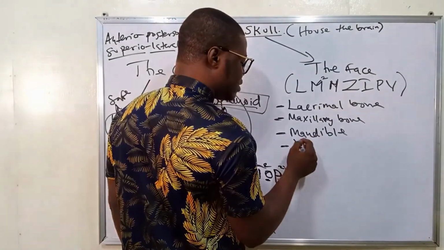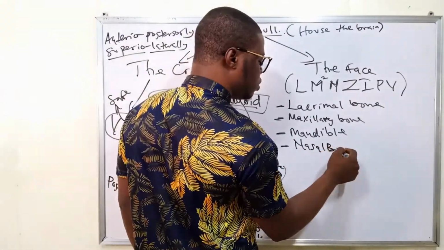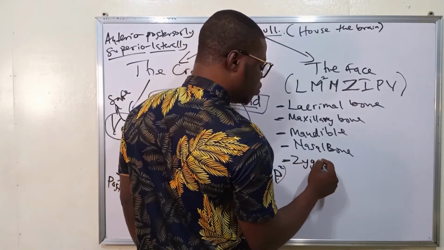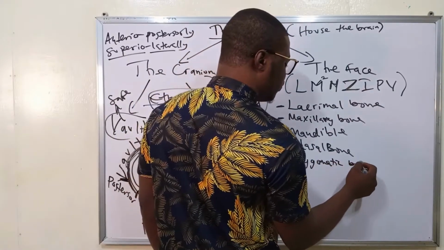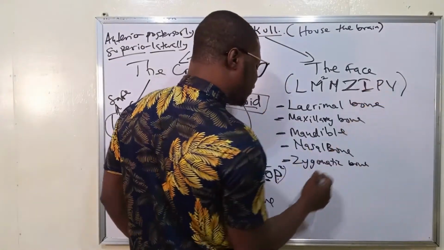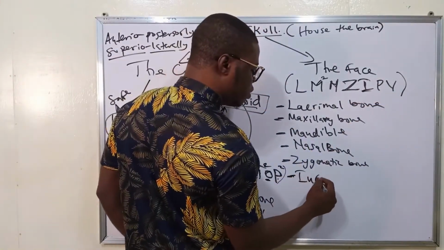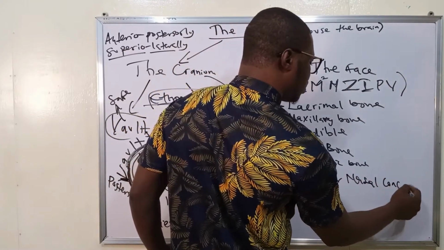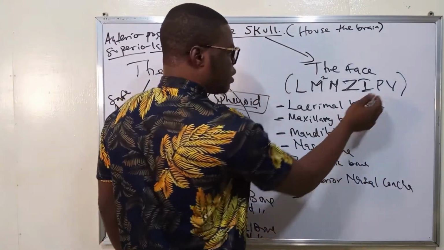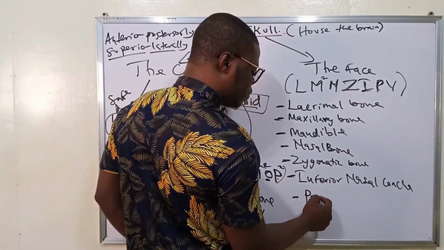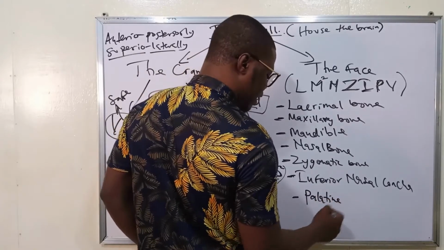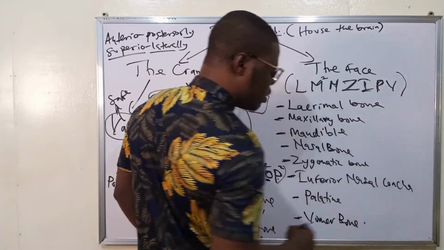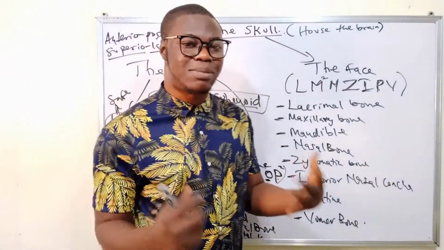After that we have the N. The N is the nasal bone. The Z right here is the zygomatic bone. The I is the inferior nasal concha. The next one is the P, the palatine bone, and the V is the vomer bone. Now, just a short explanation about all these bones.